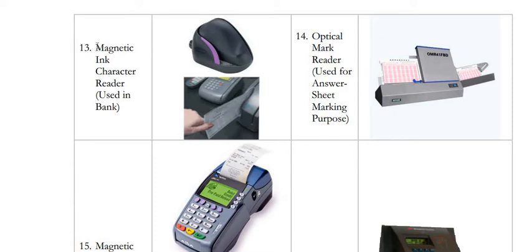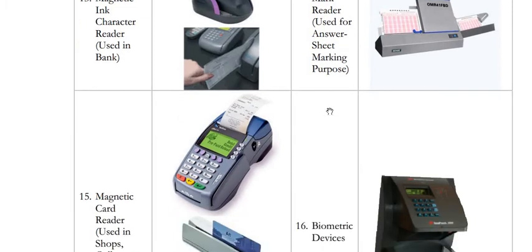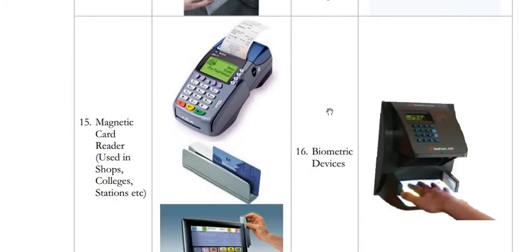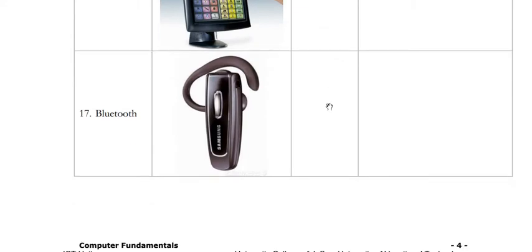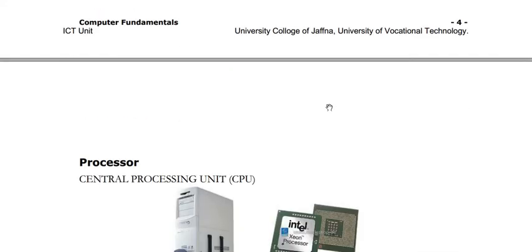13. Magnetic ink character reader, used in banks. 14. Optical mark reader, used for answer sheet marking purposes. 15. Magnetic card reader, used in shops, colleges, stations, etc. 16. Biometric devices. 17. Bluetooth.